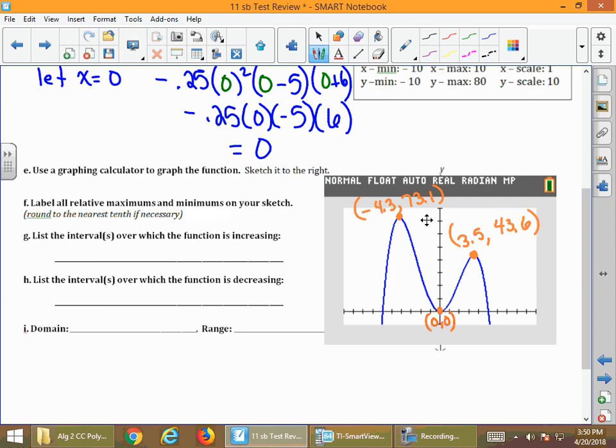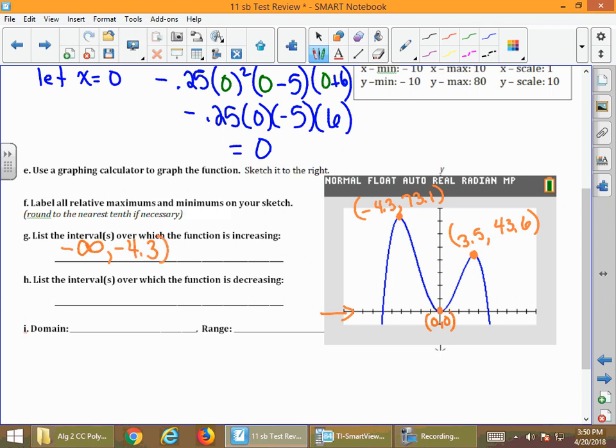So we've used the graphing calculator to graph the function, we sketched it, and we've labeled our relative maximums and minimums on our sketch, rounded to the nearest tenth. But now what we want to do is identify the intervals over which the function is increasing. So start left on your graph, and we're going upward until we get up to our maximum value here. So we're increasing from negative infinity to negative 4.3.